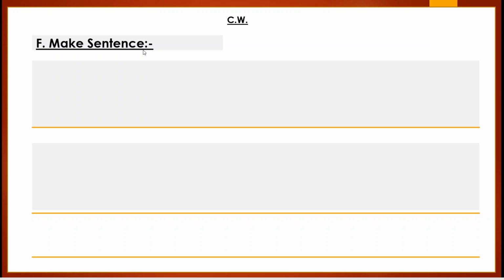Make sentence. Exercise F, make sentence. So what is the meaning of make sentence? Vakya banaiye, sentence banaiye, hai na. Make ka meaning banana, make sentence. And the word number 1 is toy. So aapko toy se sentence banana hai.